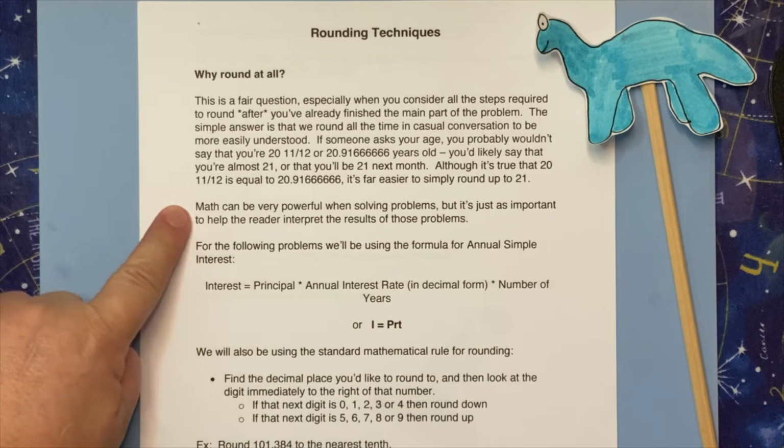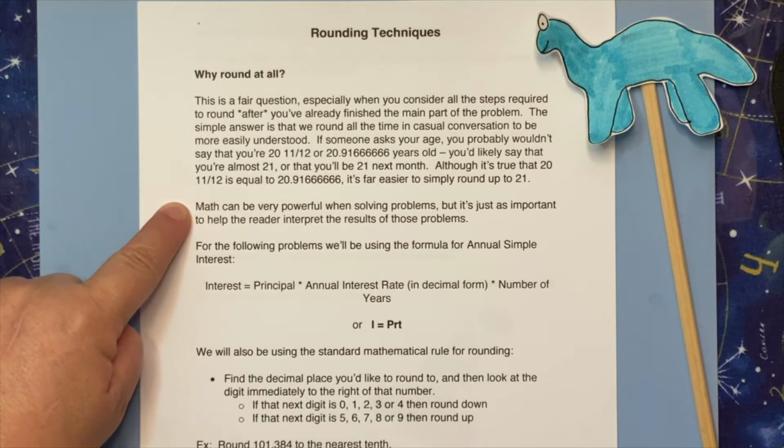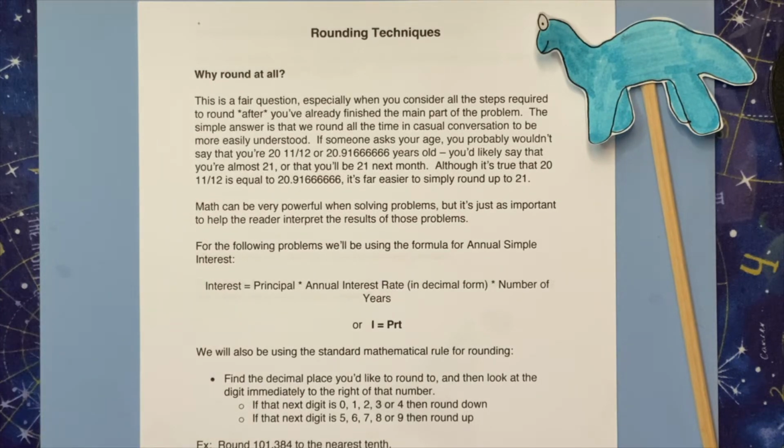The key here, math can be very powerful when solving problems, but it's just as important to help the reader interpret the results of those problems. So it's not enough to just get an answer. You need to make sure that the answer fits the context of the question. In order to talk about rounding, we're going to have to work with word problems.